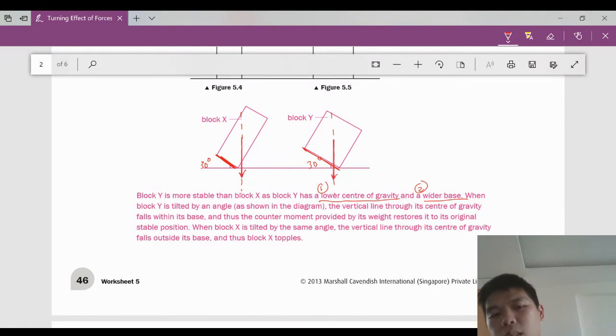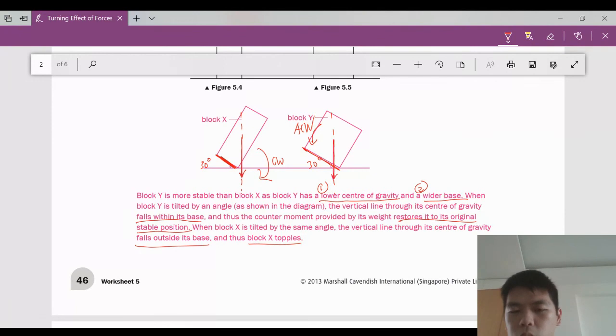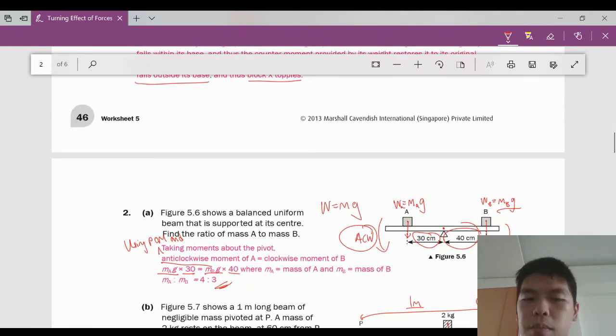Yes, X is outside. This will cause it to have a clockwise moment. And Y is inside. This will cause it to have an anti-clockwise moment. So which will return back to its original position, X or Y? Yes, Y. Because the center of gravity falls within its base, thus the counter moment allows the weight to go back to its original position. So we want to restore it to its original position. However, when block X is tilted, the vertical line through the center of gravity falls outside the base and block X topples. Okay, so this is how we explain in terms of stability.